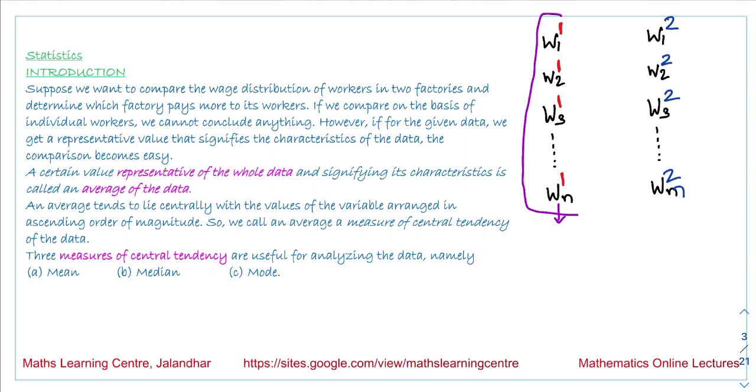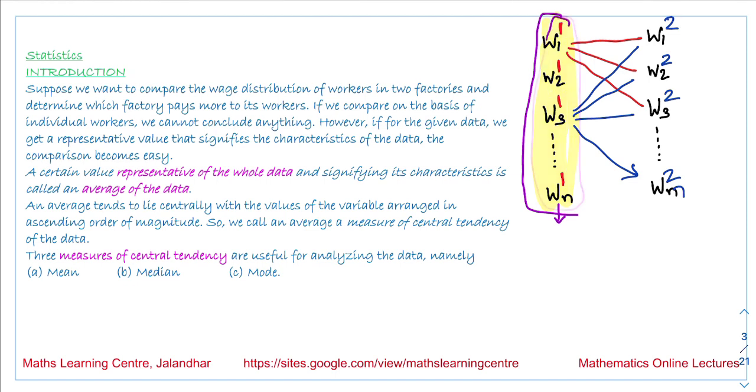If we want to compare the wages of these workers, one procedure is that we compare each and every term. We compare the wage of this worker with this, with this. Then similarly we can compare the wages of individual workers over here. But if we have to compare the wages of the workers of these two factories as a whole, it is very difficult. So in place of this, what we are going to do, we are talking about these wages of the workers of factory 1.